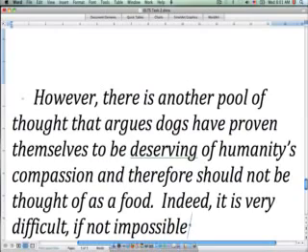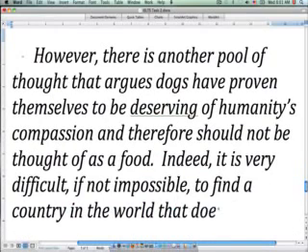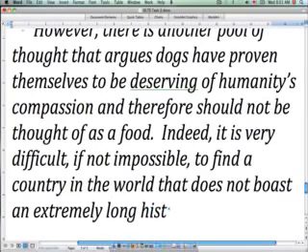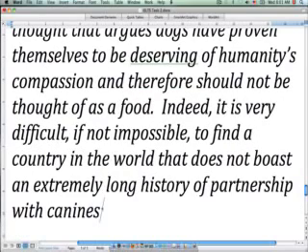It's very difficult, if not impossible, to find a country in the world that does not boast an extremely long history of partnership with canines. Canines, of course, being dogs. So it is indeed very difficult, if not impossible, to find a country in the world that does not boast an extremely long history of partnership with canines.